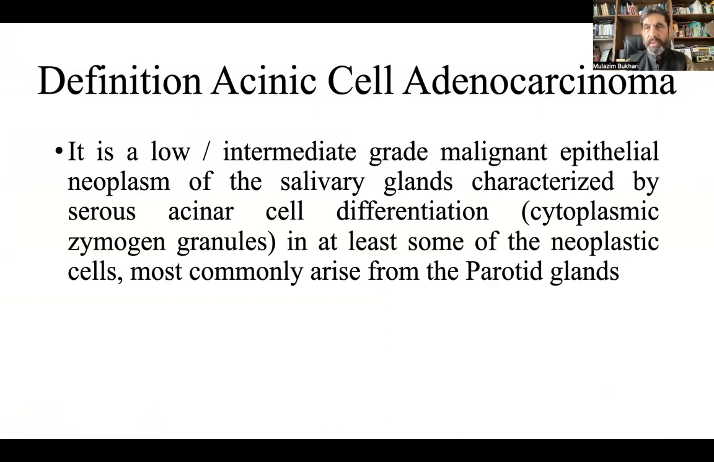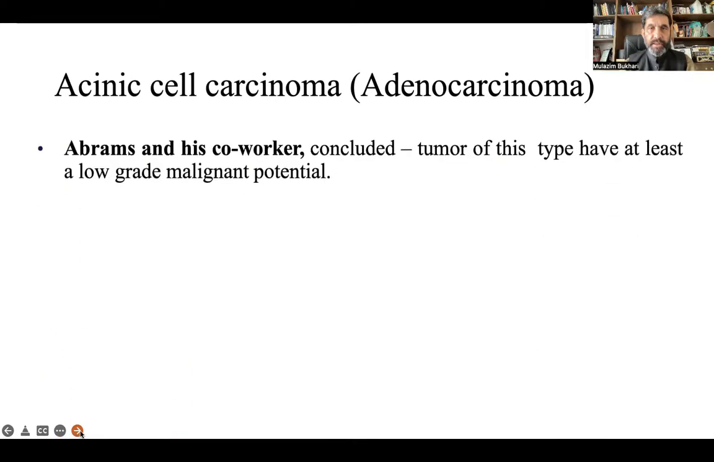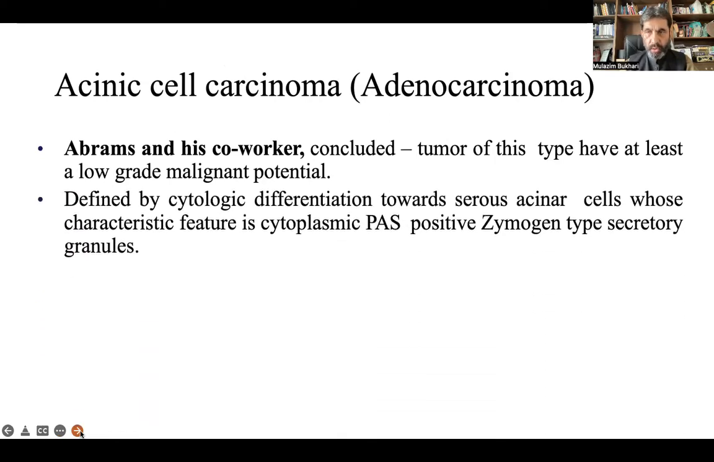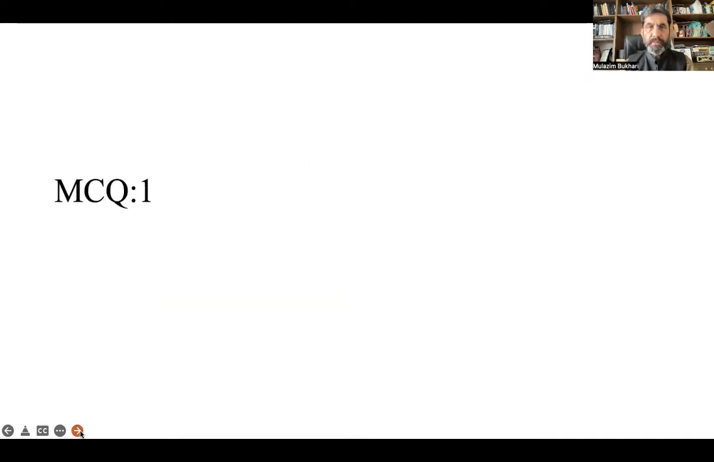it arises from the parotid, because the parotid is predominantly serous. It does not mean that it does not arise in the minor salivary glands of the lips and oral cavity, but predominantly it is the parotid gland. Acinic cell carcinoma or adenocarcinoma, according to Rams and co-workers, is low grade with zymogenic granules with PAS and PAS-D. It is 17% of primary salivary gland malignancies and 6% of overall salivary gland neoplasms.